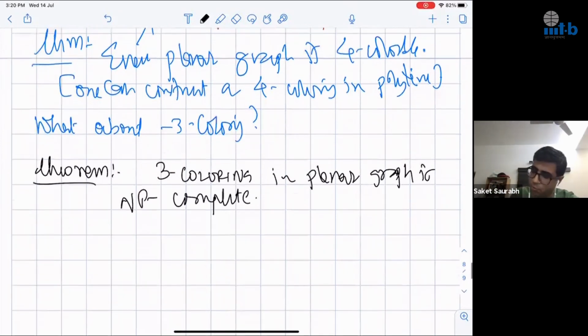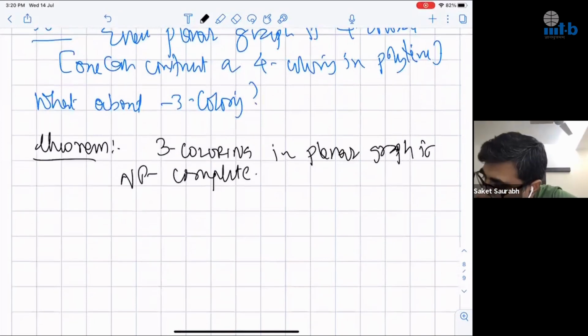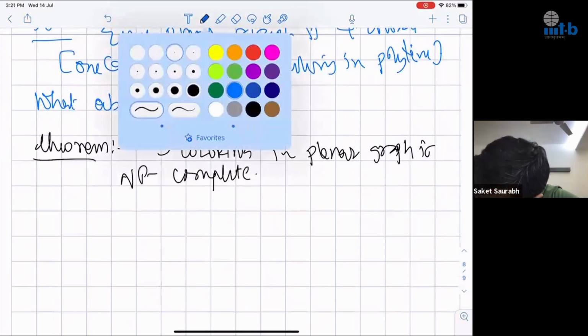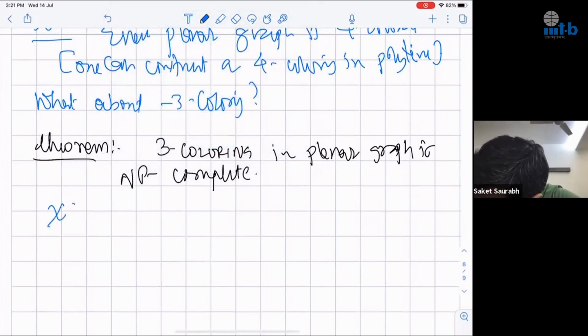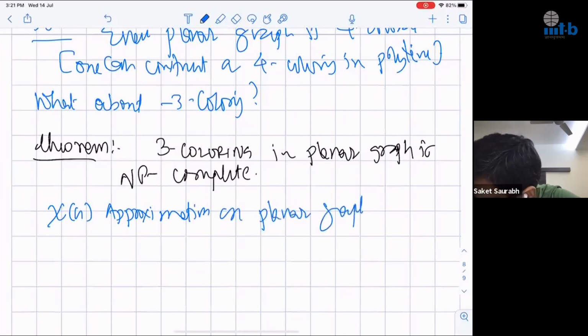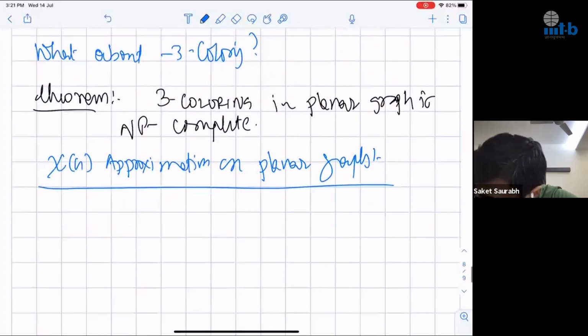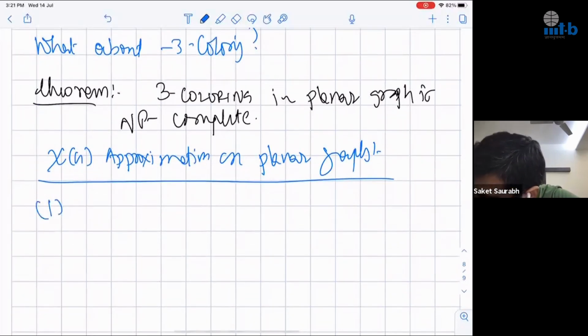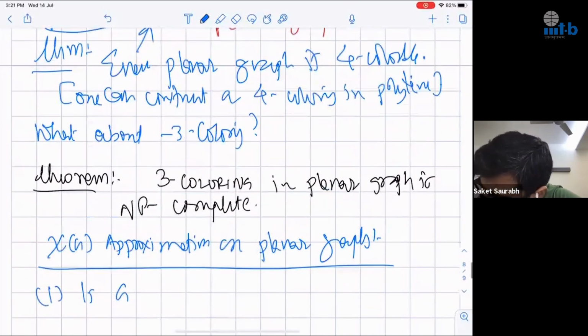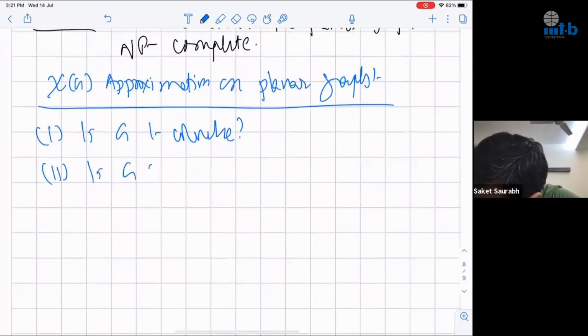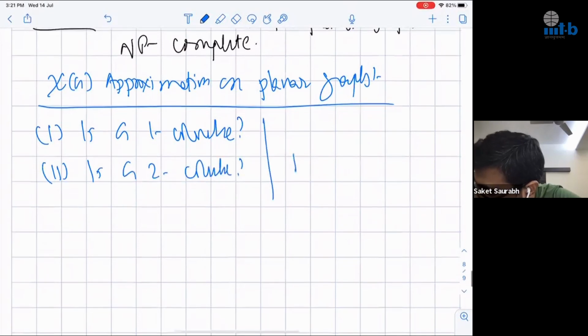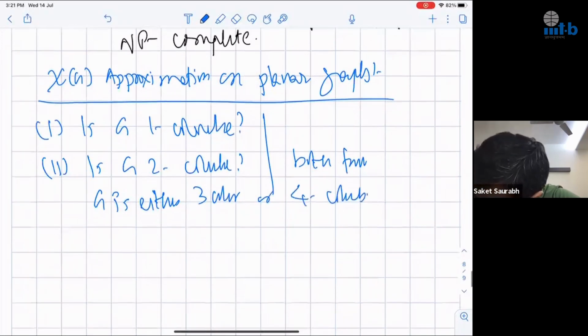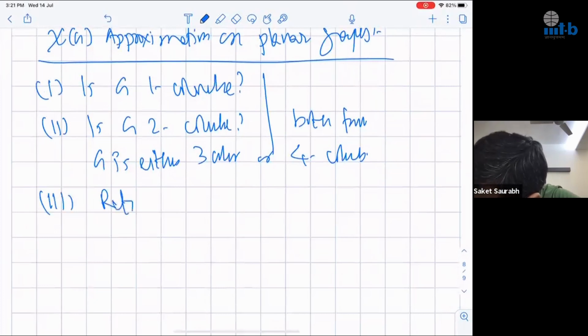So now I'm going to design an approximation algorithm for chromatic number on planar graph. Here are my steps. I check first, is G 1 colorable? Second step, I ask, is G 2 colorable? If both fail, what I know? G is either 3 colorable or 4 colorable. So what I do? Third step, return a 4 coloring of G.